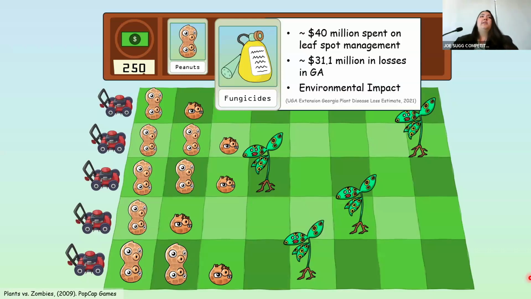It was reported in 2021 in Georgia alone that over $40 million were spent for leaf spot management. This is for both early and late leaf spot. And despite these methods, there was still about $31.1 million lost for peanuts in Georgia alone in 2021. So the efficacy of these fungicides are decreasing. In addition to this, the use of fungicides have a potential for a huge environmental impact, especially when used improperly.